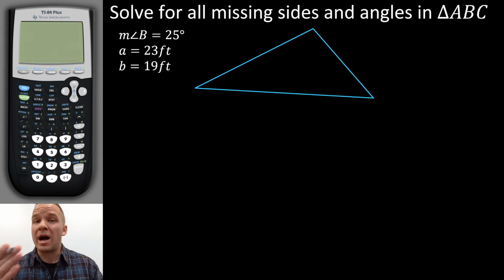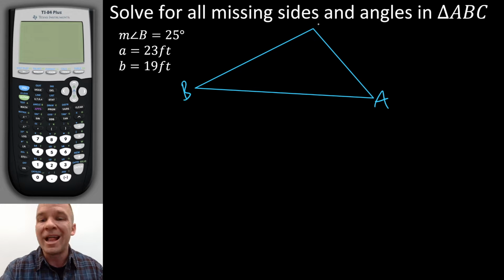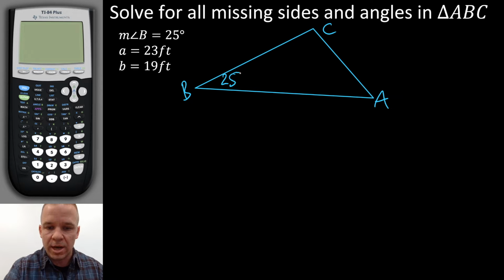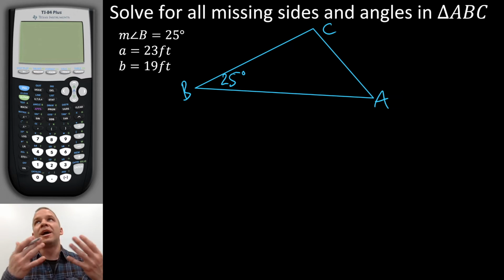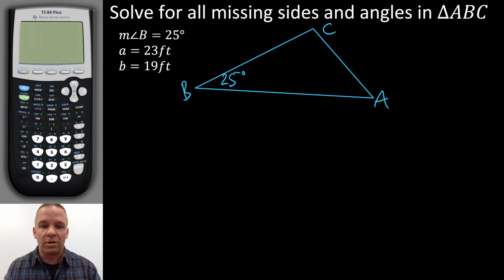Now, it doesn't really matter how you label your vertices as far as where you start A, B, and C. I'm going to start in the bottom right for A this time. I'll tell you why later. Angle B is going to be 25 degrees. That's this one right here. It does look to be pretty small. It's acute, so that kind of matches up. I like to make it look as best I can to what the triangle might look like.